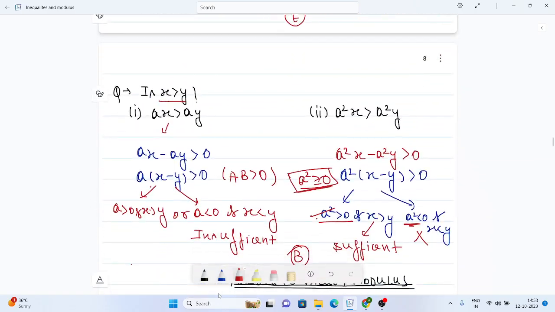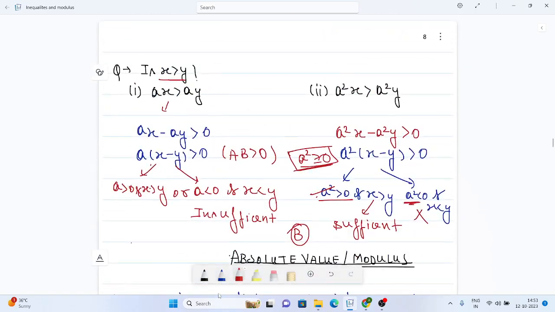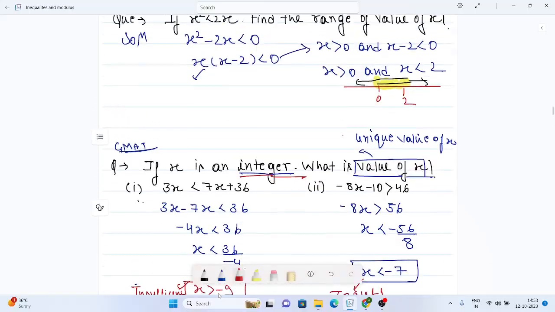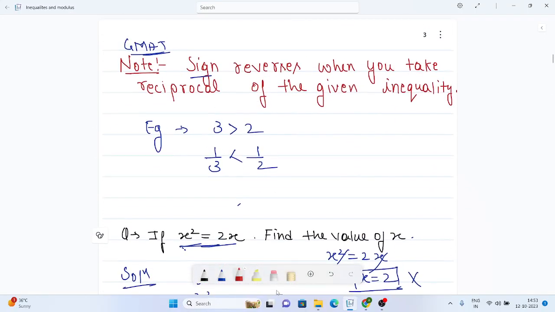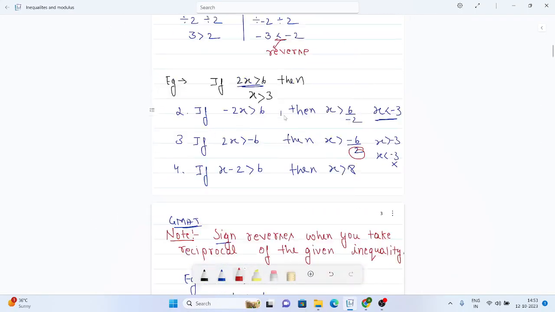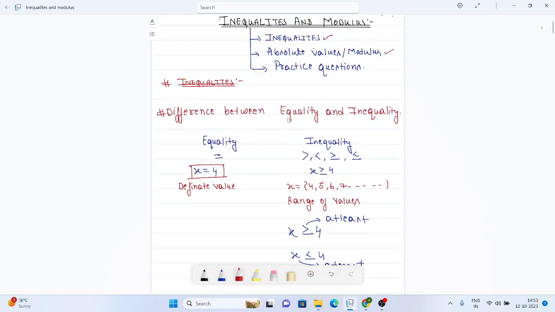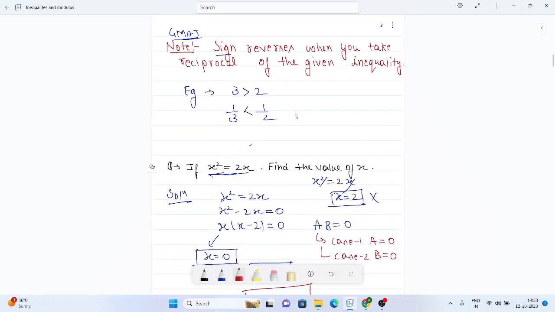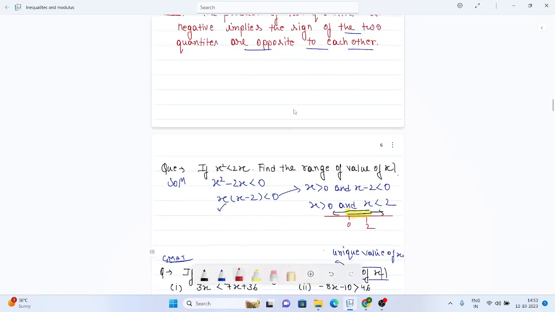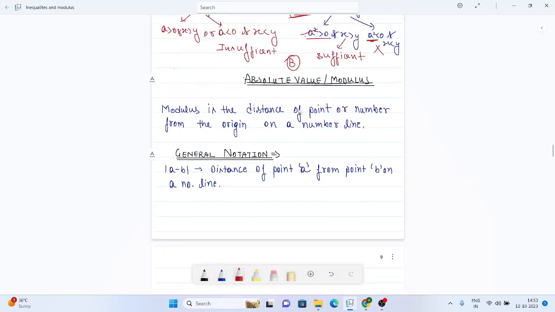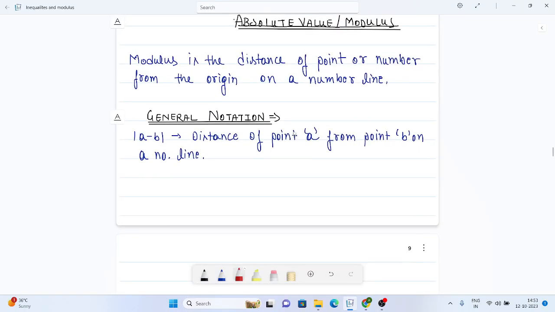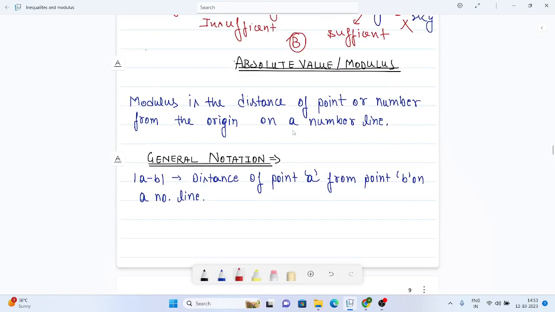Okay, so here we have finished the first part, which is inequalities. Any doubt in any question? You noted down all the concepts and question solutions now? Okay, so here we end the inequalities and we start with new part 2, a new topic, which is absolute values and modulus.